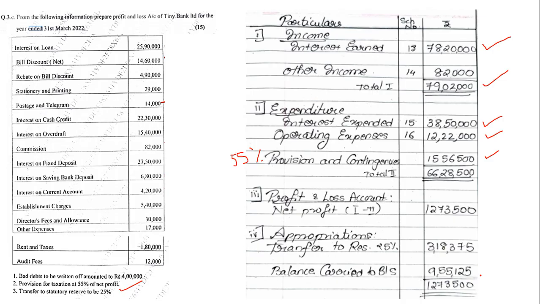Okay, so this is how you all had to solve this profit and loss account of Tiny Bank Limited. Very simple. You just need to make those four schedules. Once those schedules are right, you just have to apply them into the format.